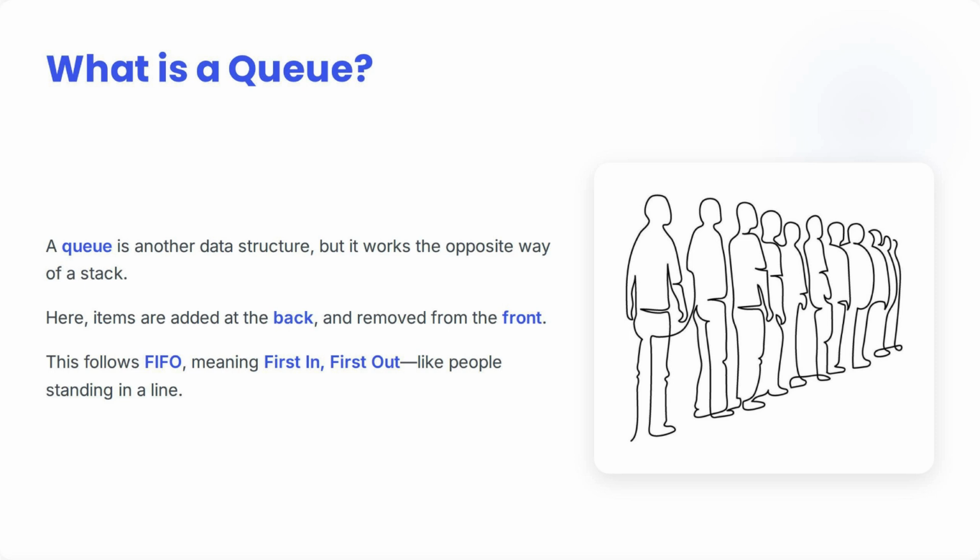Now let's talk about queues. A queue is almost the opposite of a stack. Here, items are added at the back and removed from the front. This follows the FIFO rule, which means first in, first out. It's just like people standing in a line. The first person in the line is the first person served.